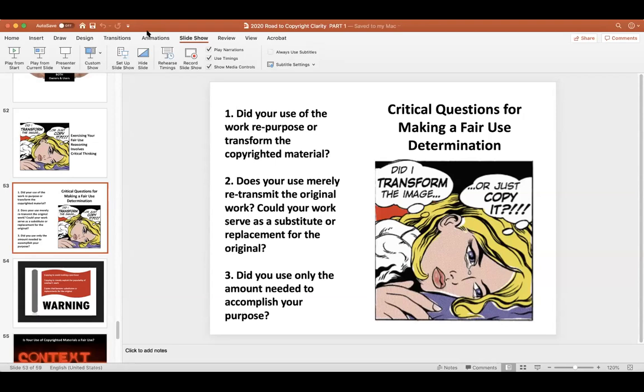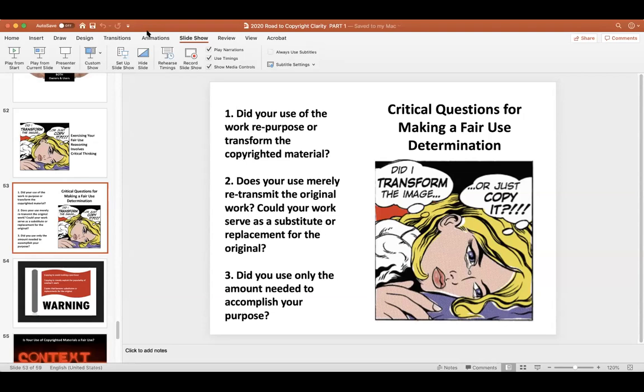A feeling. And so when you use copyrighted music in your creative work, you're using it for the same purpose as the original. It creates a mood or a feeling. It's possible that your use of that copyrighted material could be a substitute for the original. And those are factors that weigh against fair use.